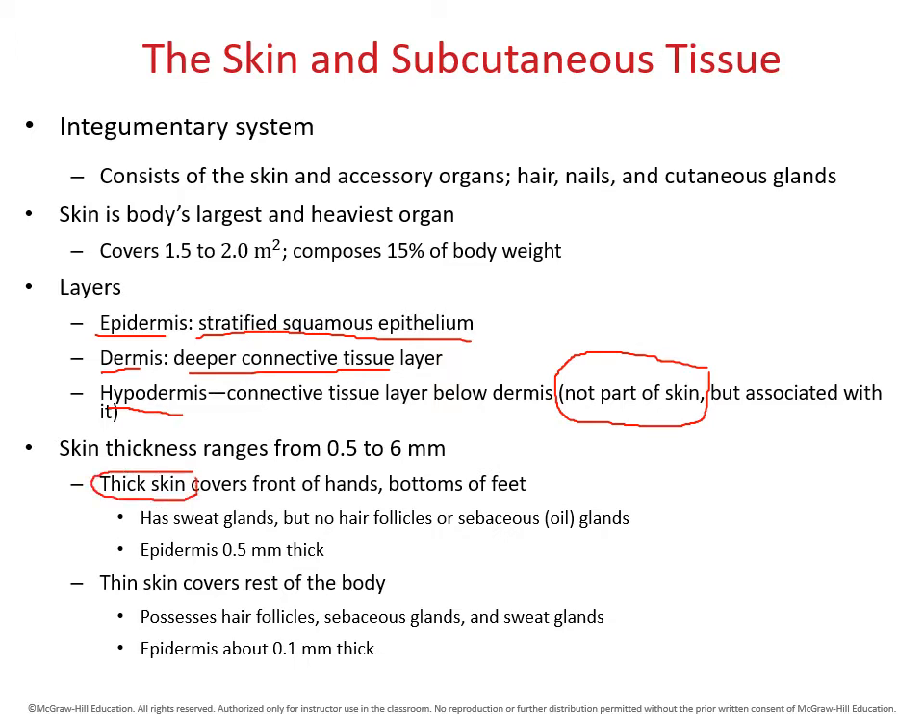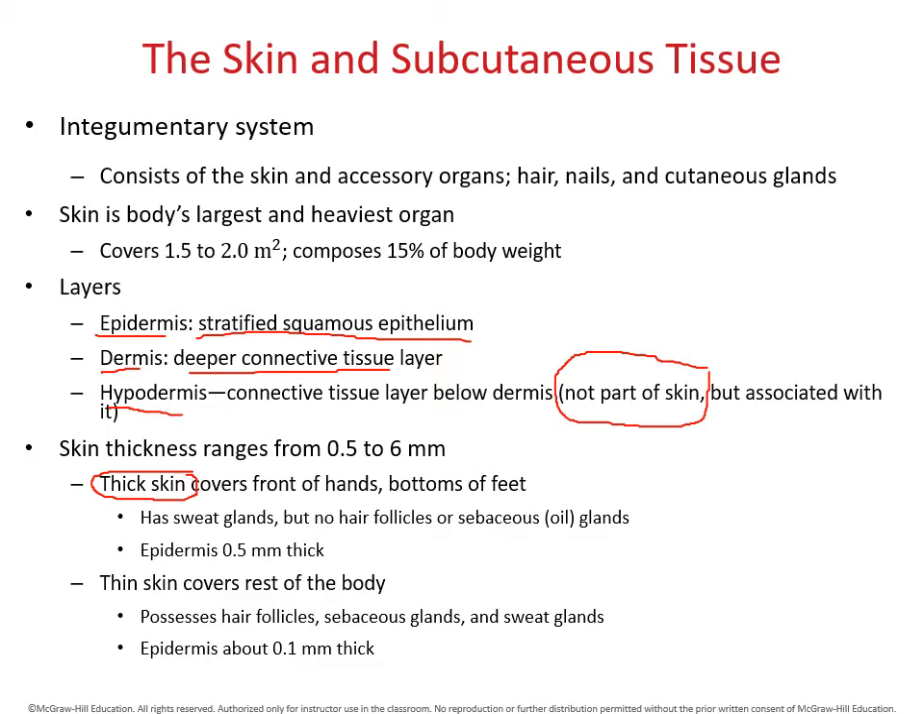Thick skin is usually found in areas that are exposed to high levels of abrasion. So we're taking a look at the bottom of our feet, we're taking a look at the front or the palms of our hands, and that's because the thick skin will tend to have a thicker epidermis, thereby providing an extra layer of protection for our integumentary system. Thin skin is what the rest of our body is made out of.